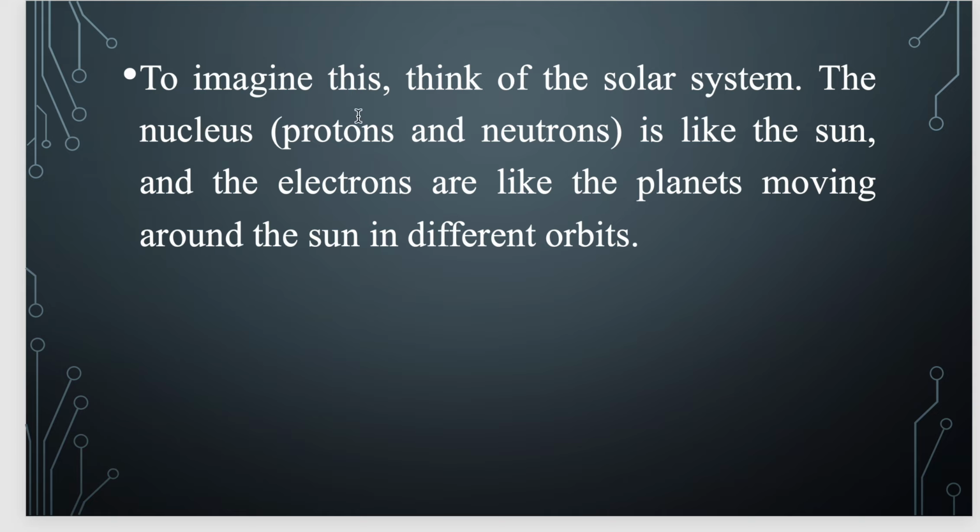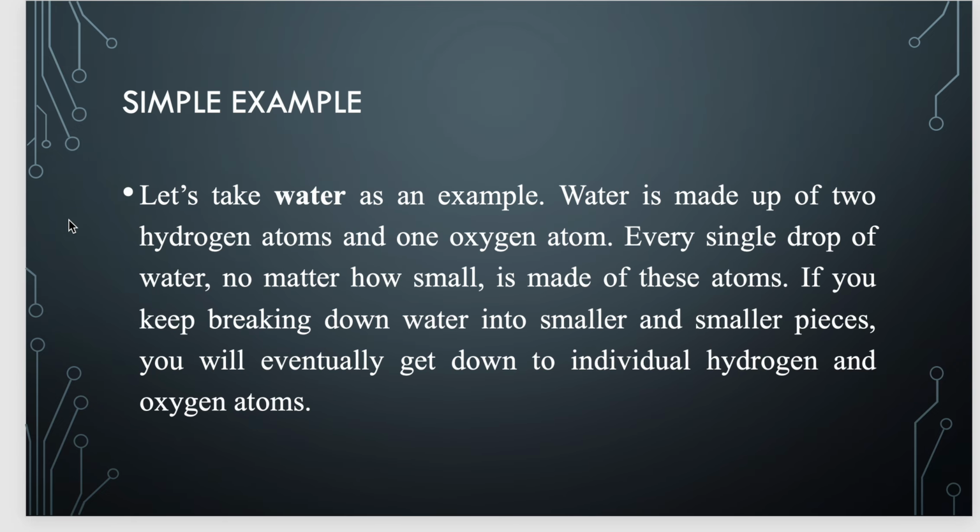To imagine this, think of the solar system. The nucleus, protons and neutrons, is like the sun, and the electrons are the planets moving around the sun in different orbits.